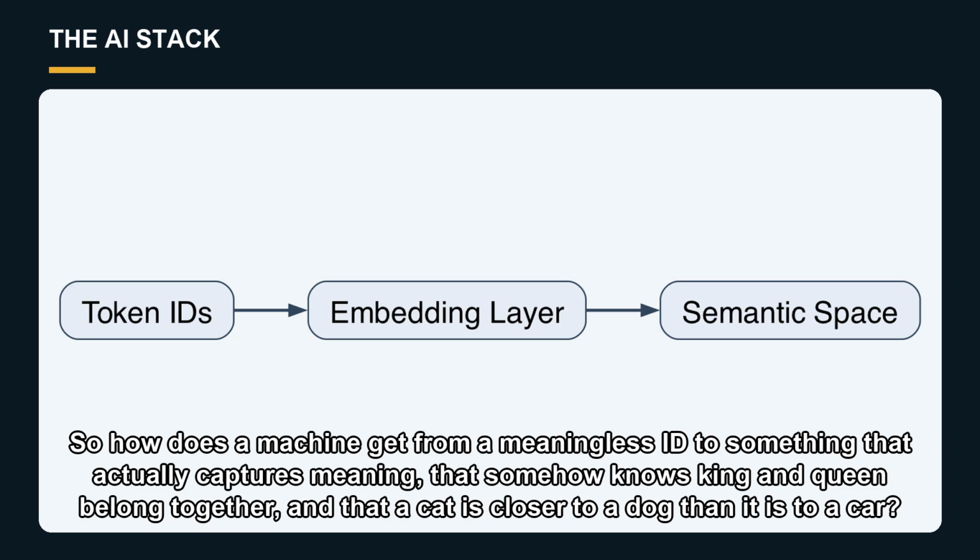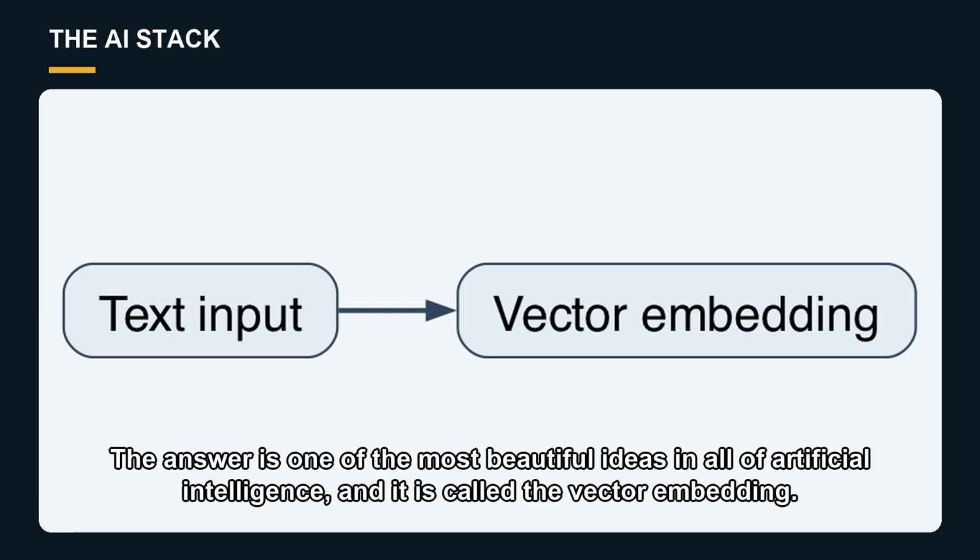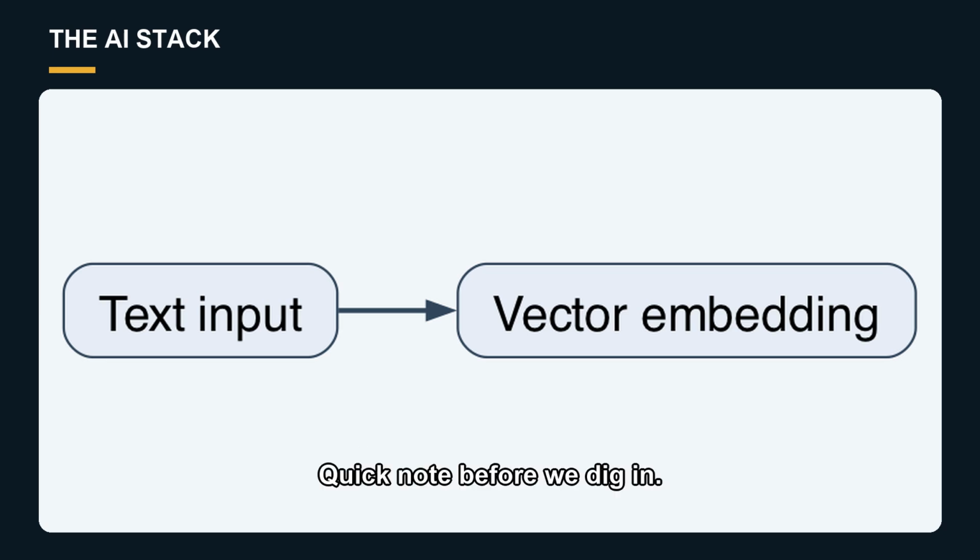That somehow knows king and queen belong together, and that a cat is closer to a dog than it is to a car? The answer is one of the most beautiful ideas in all of artificial intelligence, and it is called the vector embedding.